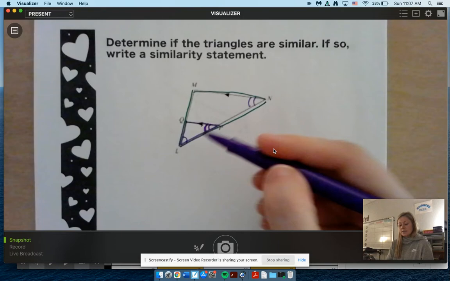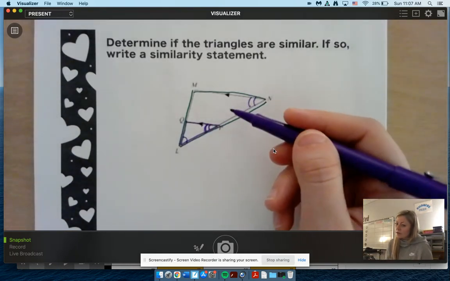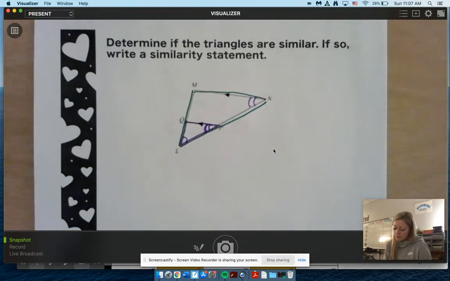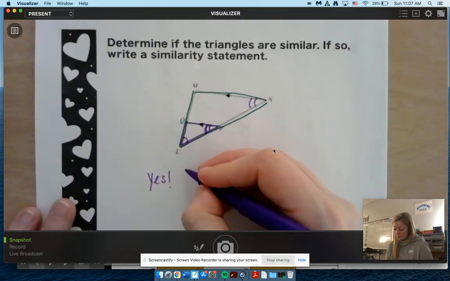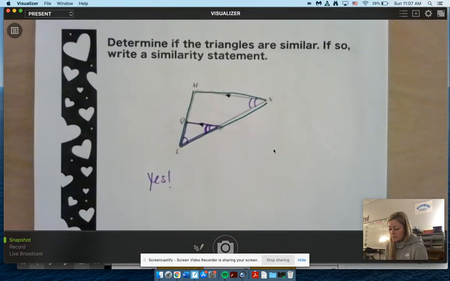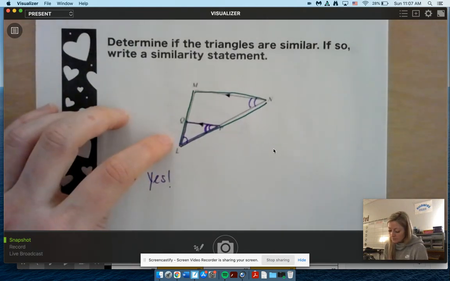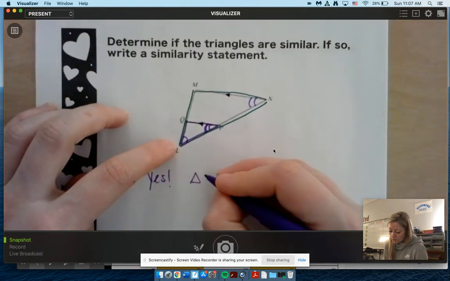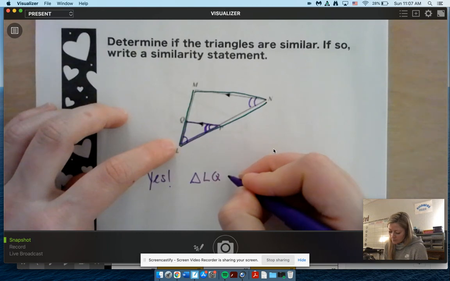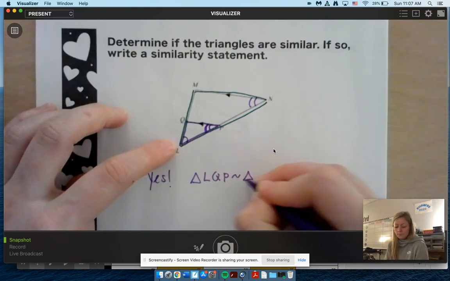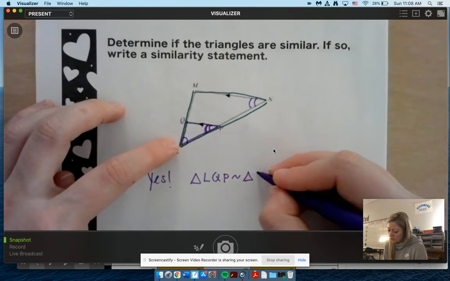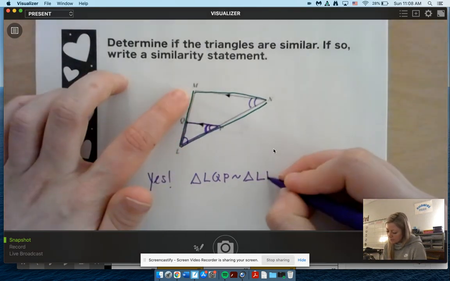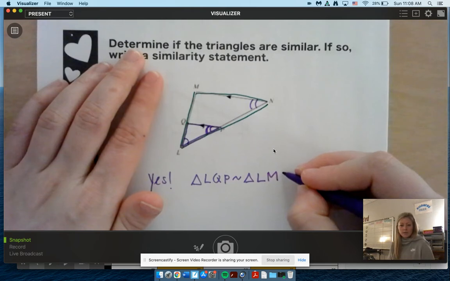Kids, if you see that you have parallel lines, more than likely you're going to have similar triangles. So we're going to say yes. They are similar. And now we play the matching game. So I'm going to write triangle LQP is similar. Now we play the matching game. What does L match in the big green triangle? Well, L matches L, Q matches M, P matches N. And there we are.